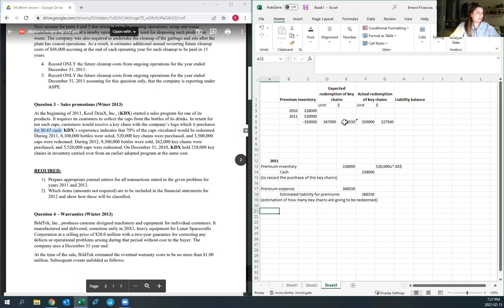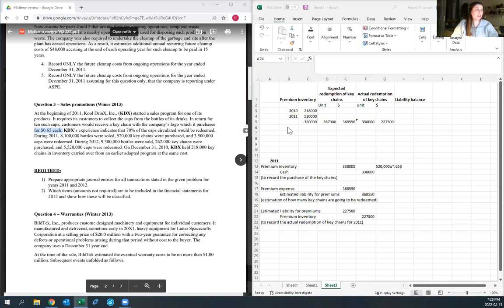And then at the end of the year, you're going to record the actual redemption of keychains. And this is a reduction of your estimated liability account that you put here. So I'm going to debit this account. And I'm going to reduce my premium inventory because it's the keychains that they're giving out. So it reduces your inventory when people come and say, hey, I want to redeem my premium. And the amount is going to be what we found here, the 227,500. And that's all the transactions for 2011.